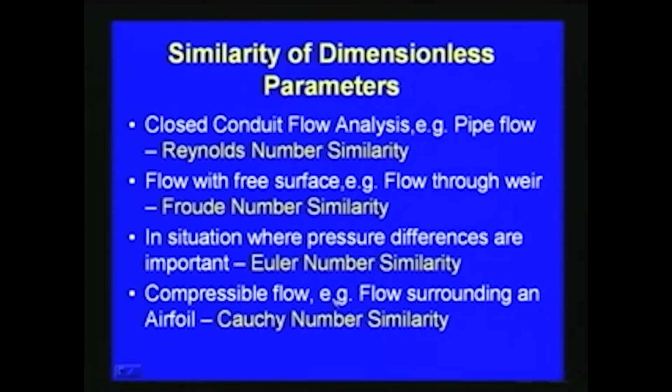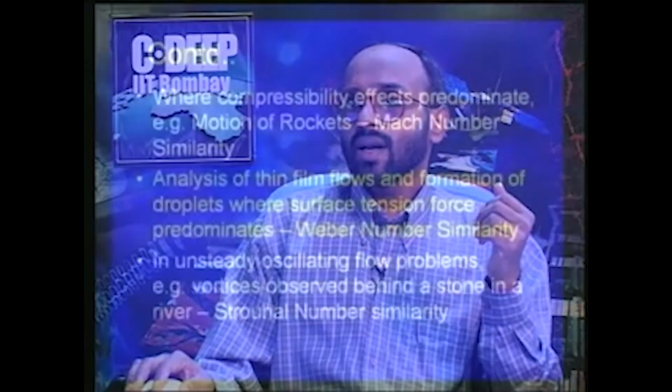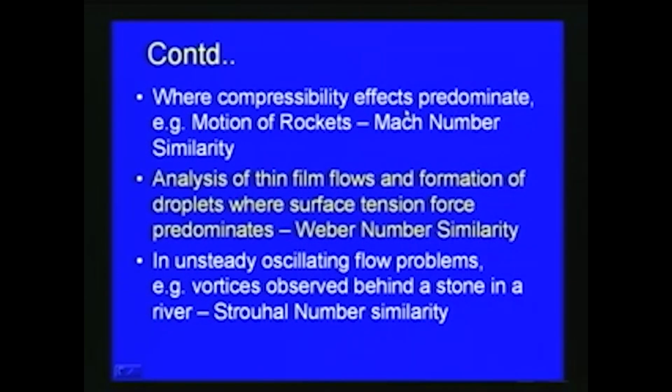For example, in compressible flow like flow over an airfoil, where gas compressibility is considered, we will be using Cauchy number similarity. And wherever compressibility effects predominate, like the motion of rockets, there we consider the Mach number similarity. Mach number is related to the compressibility effect. So, we use the Mach number similarity.